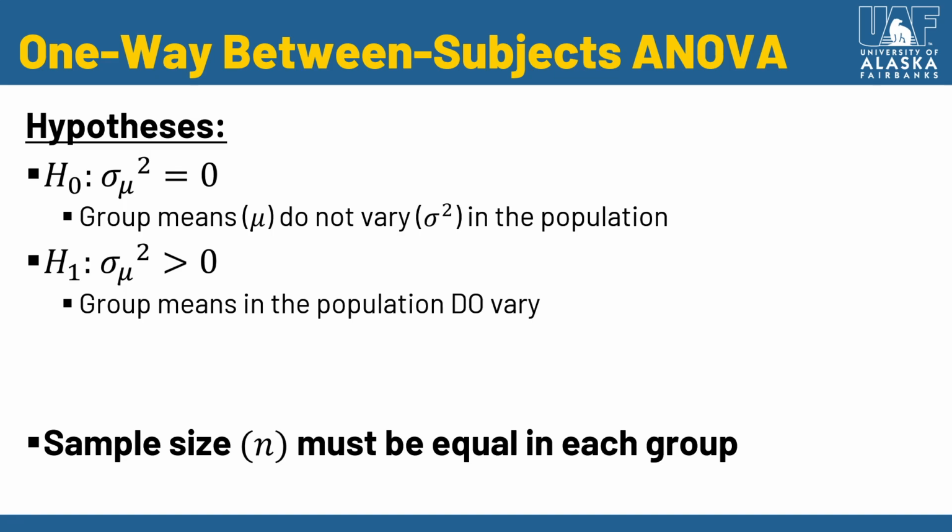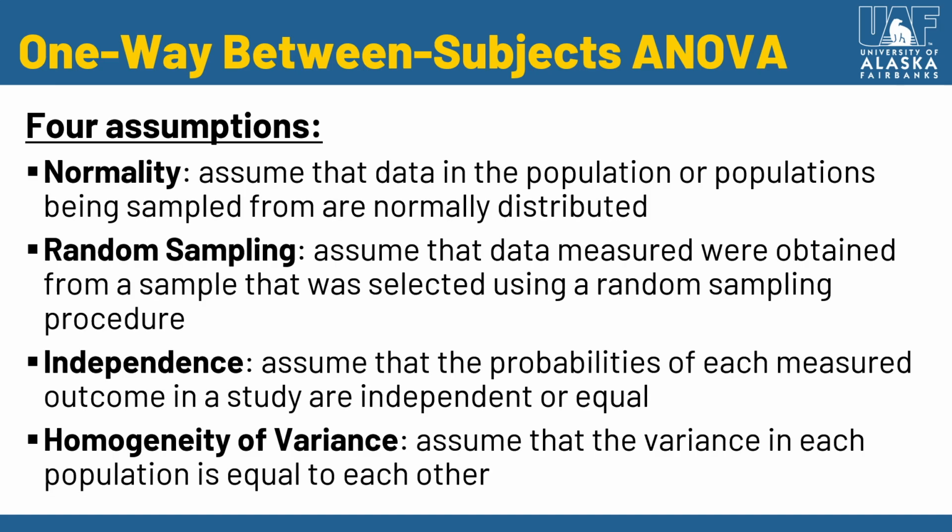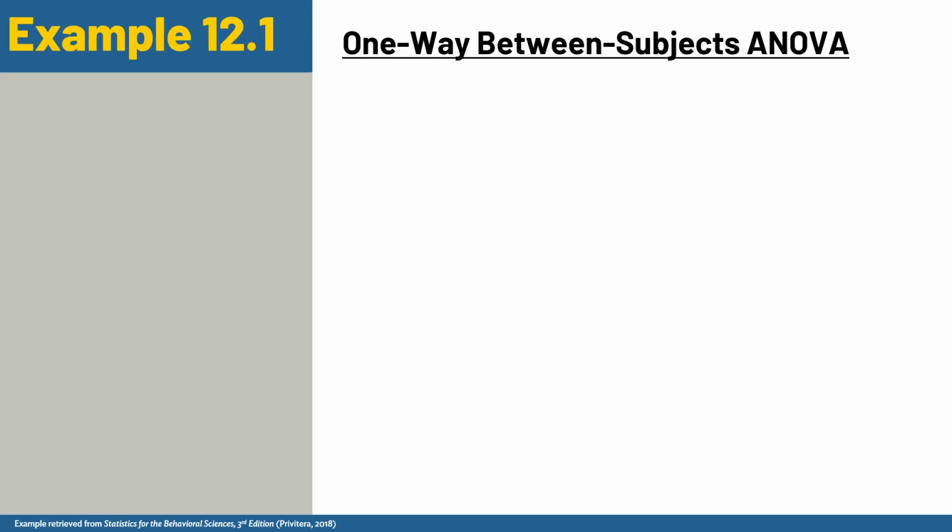And importantly in this test, our sample size for each group, so little n, must be equal in each group, right? A basic assumption here. Other assumptions that I should go into, but again, I'm not going to in this class, for the sake of not making these videos even longer than they already are. So let's look at this example 12.1 here.